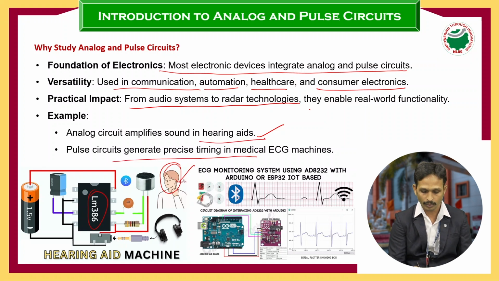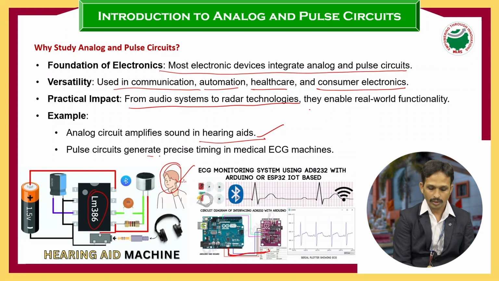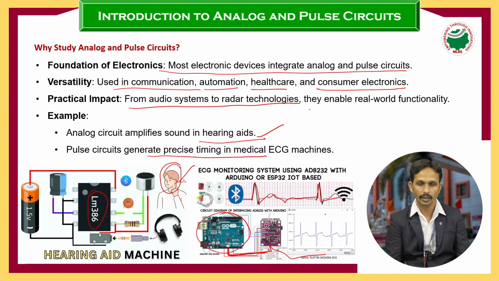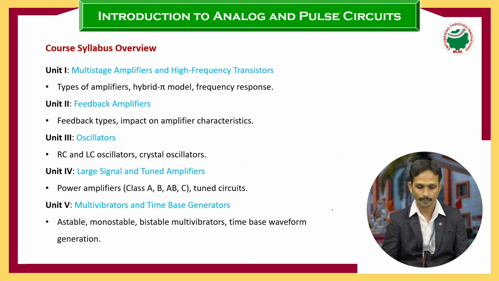Pulse circuits generate precise timing in medical ECG machines. Here we use a controller, and in that controller there is an electronic circuit containing pulse circuits. When pulses are generated, they give the signals and produce the ECG waves. These signals are generated by using pulse circuits.